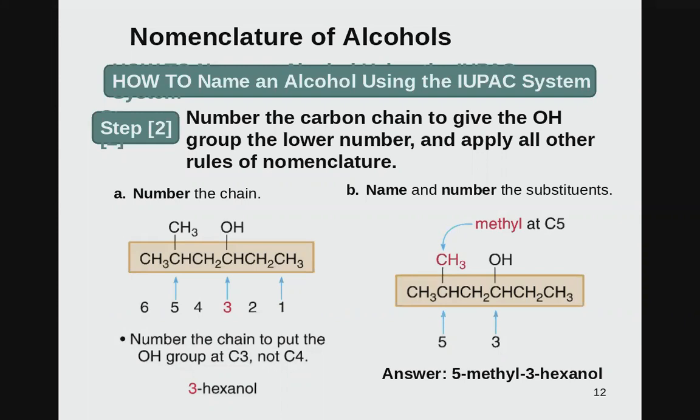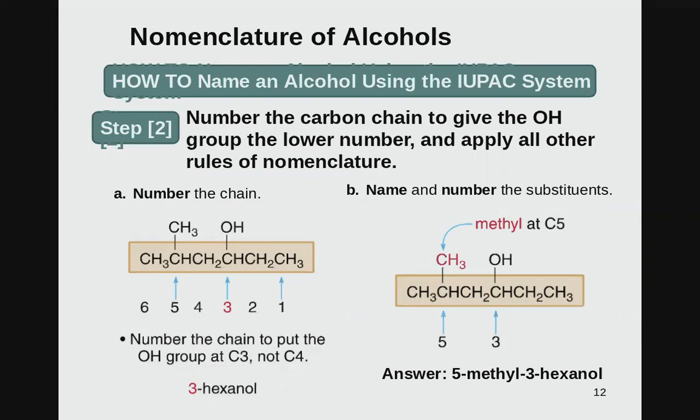Again, like any side group, right? If it was a methyl group or an ethyl group, or even a fluorine, it's just the same, just number them. But remember, you always have to give this alcohol the lowest number possible. And so in this case, we get 3-hexanol. Nothing different here than what we normally get.